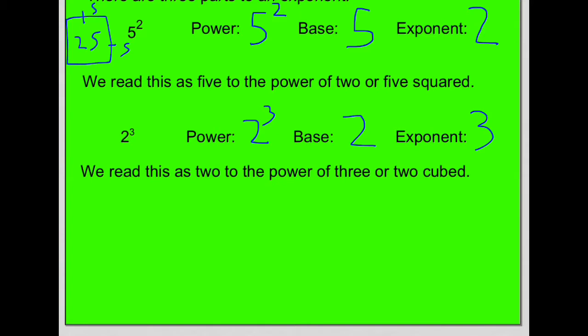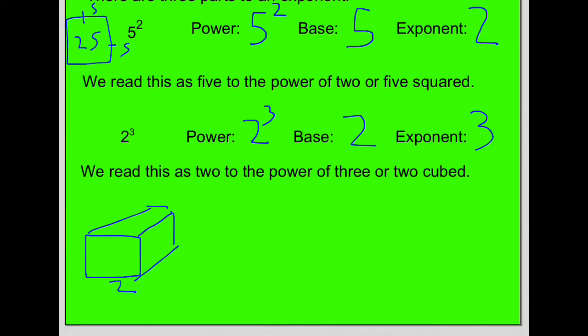Now the reason we can say 2 cubed is because this would form a cube with side lengths of 2, so it would look something like this. On the spot, I'm going to draw a cube here. This isn't the best cube, but you'll get the idea.